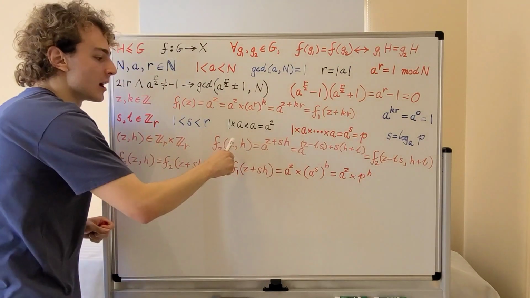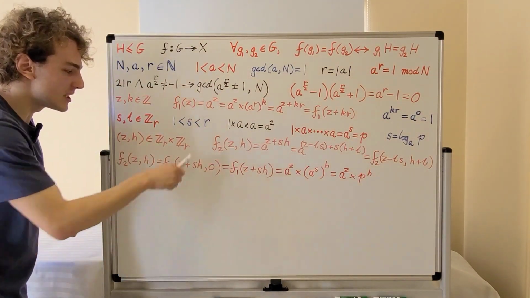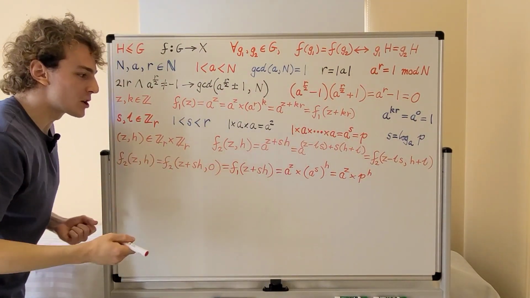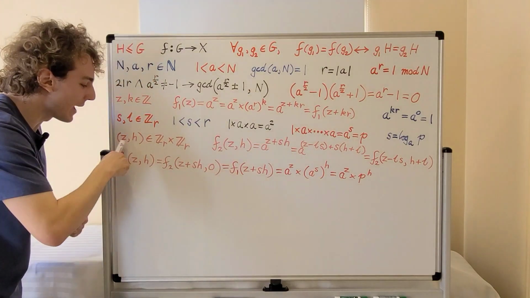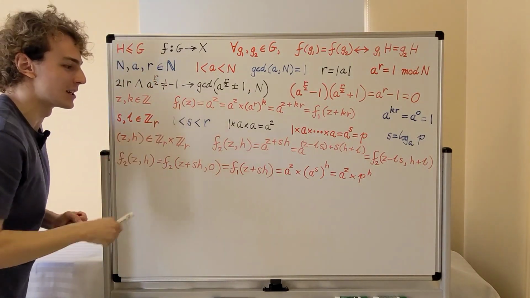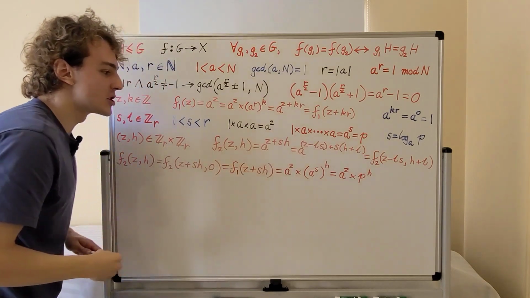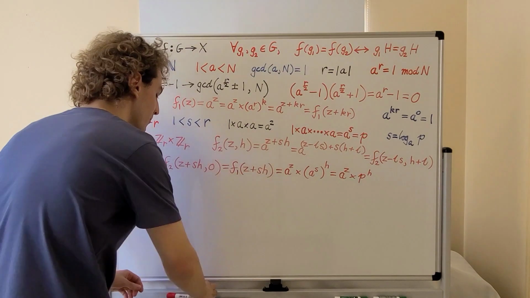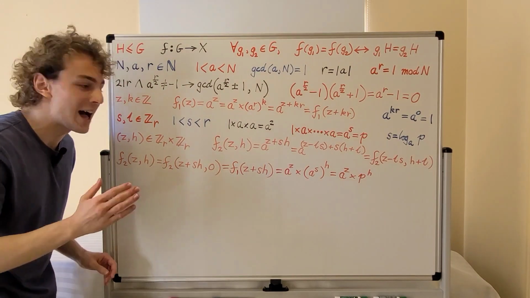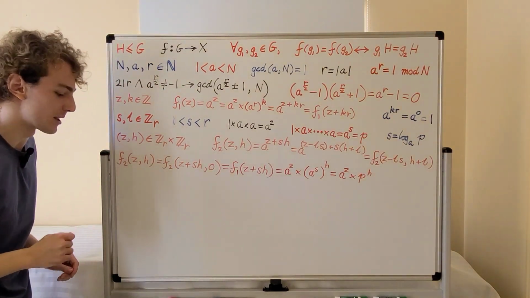And z and h, they're the pair of inputs. So this is a rather unusual function. It's a function that takes in a pair of integers instead of just a single integer. But it's a very important function that's going to help us understand the discrete logarithm problem and how we can construct an efficient quantum algorithm to do discrete logarithms.